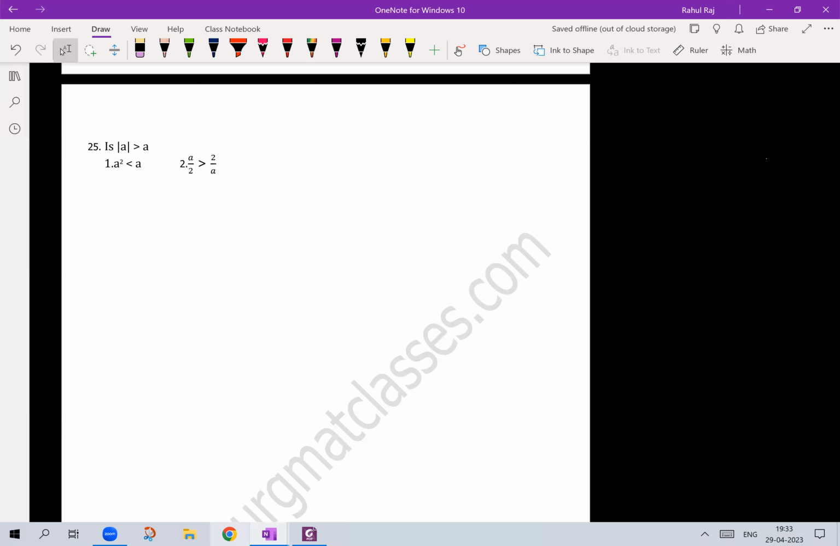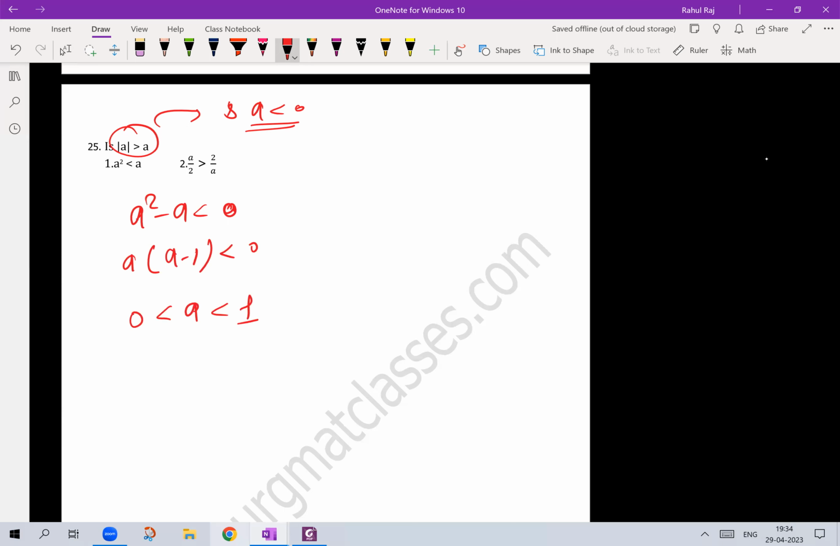Simple question, guys. Question is what? Is A negative, given mod A greater than A? Option number 1 says what? A square minus A is less than 0. That is A into A minus 1 is less than 0. That is A lies between 0 and 1. Is A less than 0? Option number 1 says A lies between 0 and 1. Confirm, no answer. Sufficient.